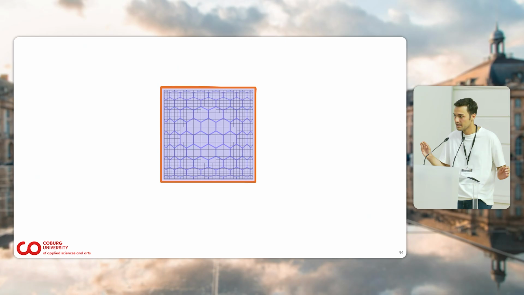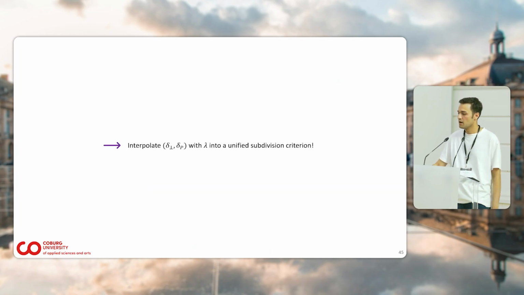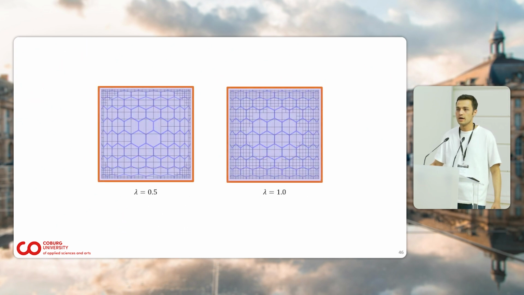You can see we have more geometry, but it is a little bit smaller at the edges, and we can solve the distortion, but we have a problem. We have too much geometry, so it's kind of over-triangulated. In order to solve that, we interpolate between the two metrics with a lambda value and merge them together into one unified subdivision criterion. And you can see the results on the left.